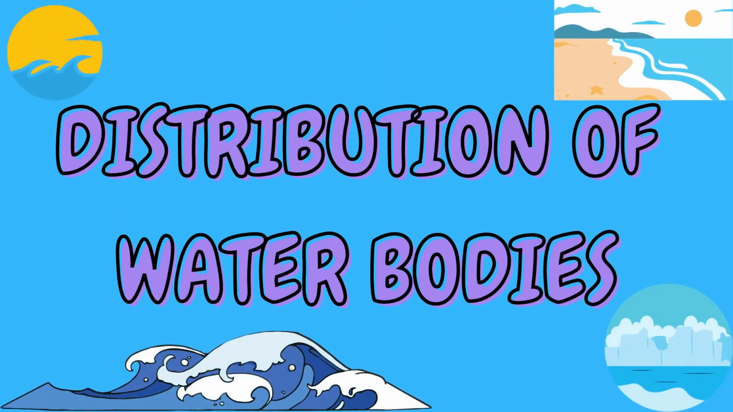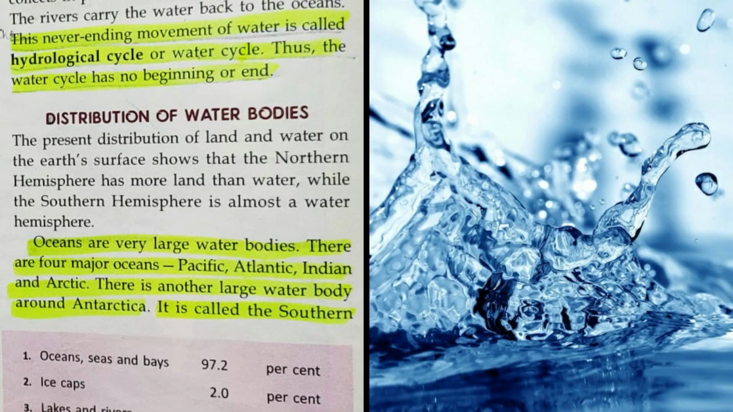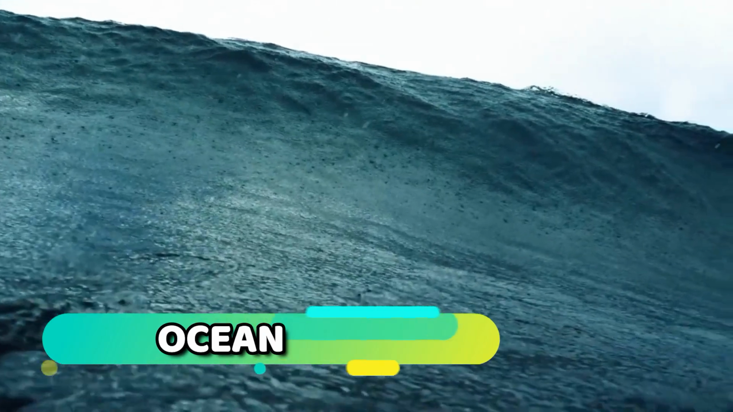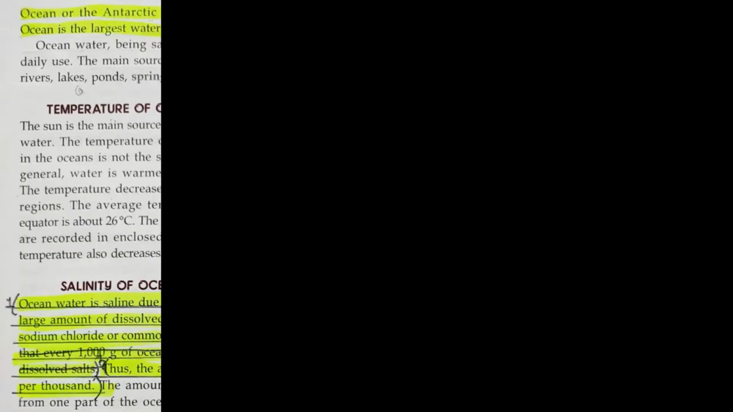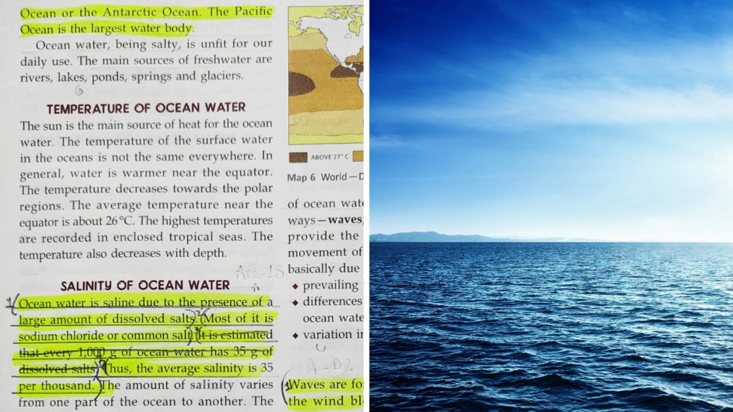Next topic is distribution of water bodies. The northern hemisphere of the Earth shows that it has more land than water, whereas the southern hemisphere is almost a water hemisphere. Oceans are very large water bodies, and majorly there are 4 main oceans. First is Pacific Ocean, second Atlantic, third Indian Ocean and the fourth is Arctic Ocean. There is a large water body around Antarctica, and that is known as Southern Ocean or Antarctic Ocean.